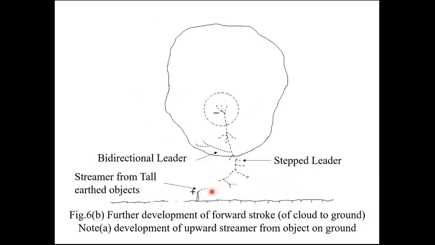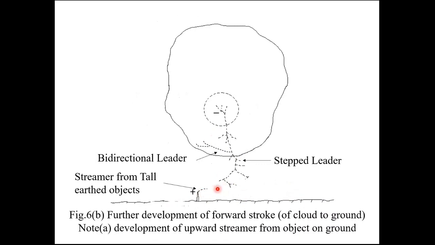They start moving towards each other. In fact, different branches can move in different directions. There is one more object; it can go towards that also. So as the stepped leader comes down, the electric field intensity becomes higher and higher and higher. The reason is that the gap between the positive electrode and the negative electrode becomes shorter and shorter.